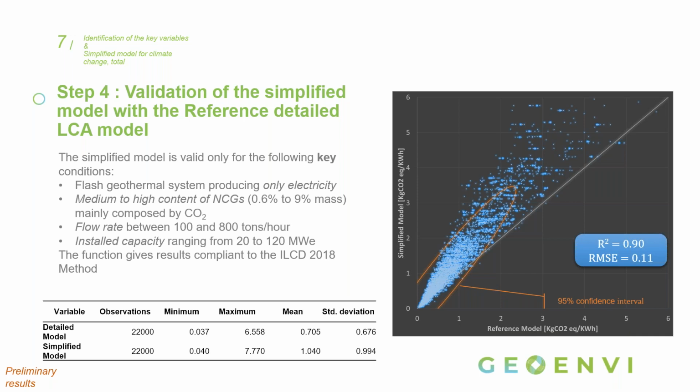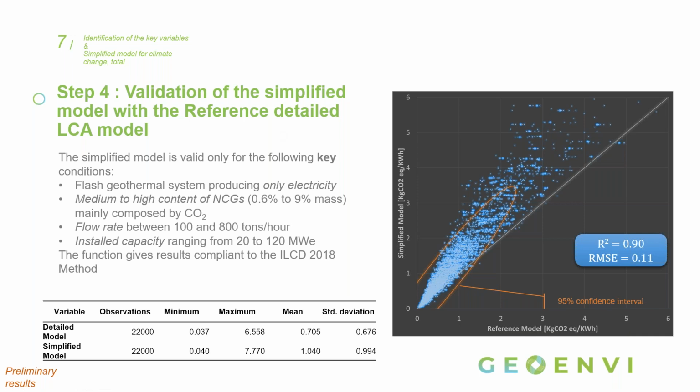But still, the R square is quite high, so the function is fitting the reference model results quite well, with 0.9 R square. And so the key conditions to have this function applied in other systems are these.